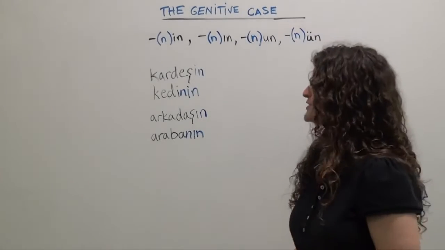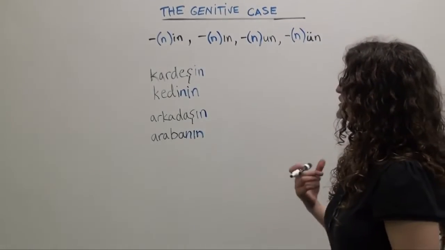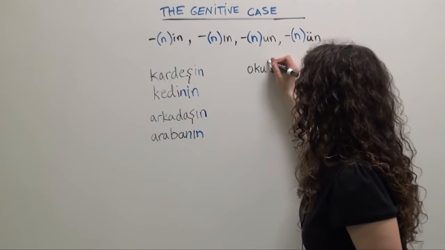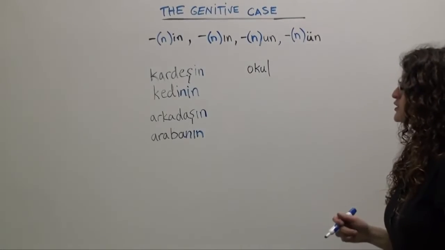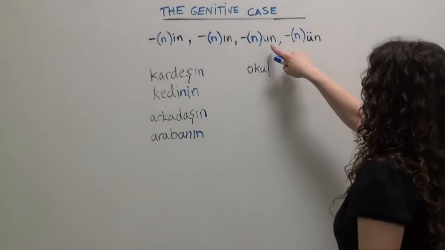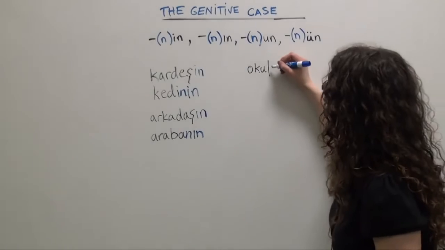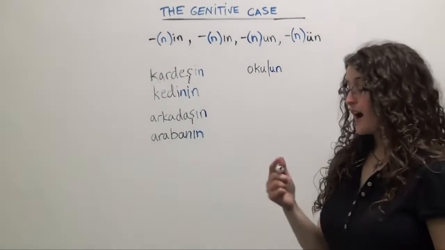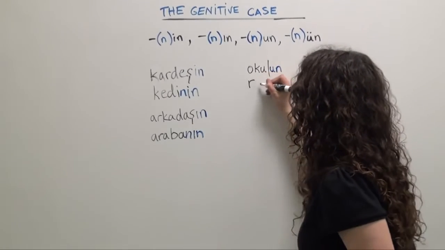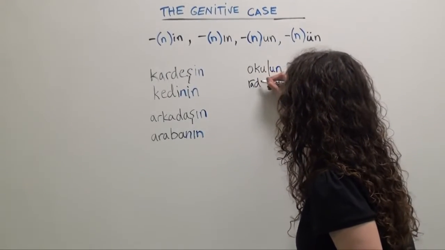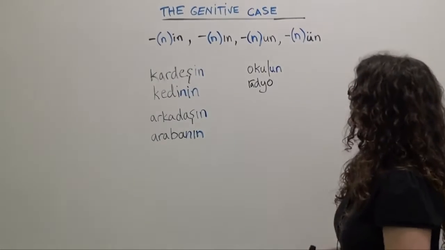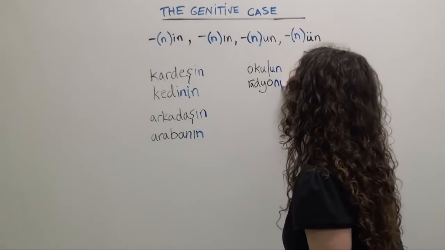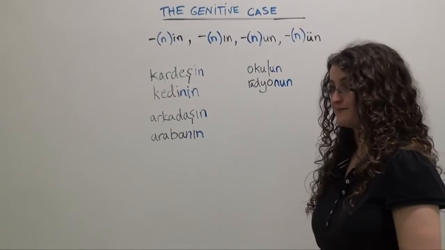Some more examples. Let's say we want to say of the school. The Turkish word for school is okul. According to the rules of four-way vowel harmony, we're going to choose un as our version of the genitive case. So okulun, of the school. If we want to say of the radio, the Turkish word for radio is radyo. We're going to need our buffer n again. So radyonun, of the radio.